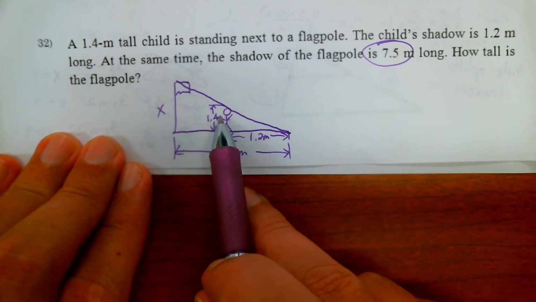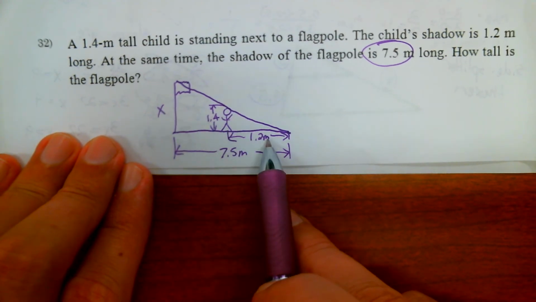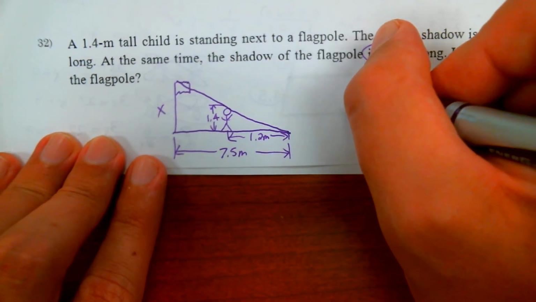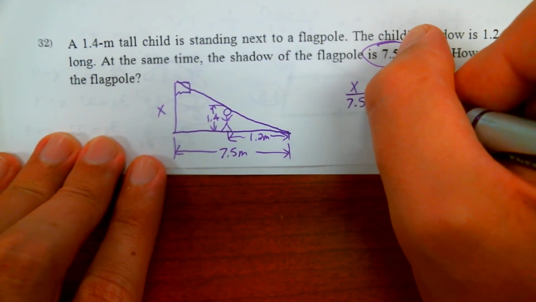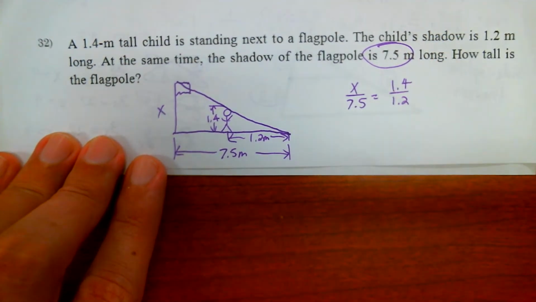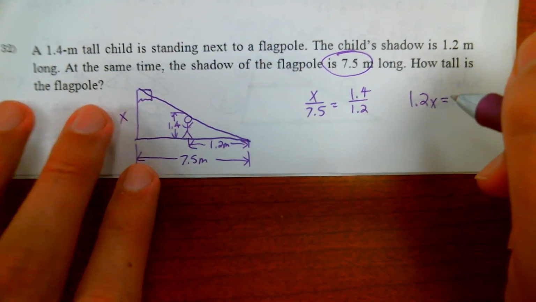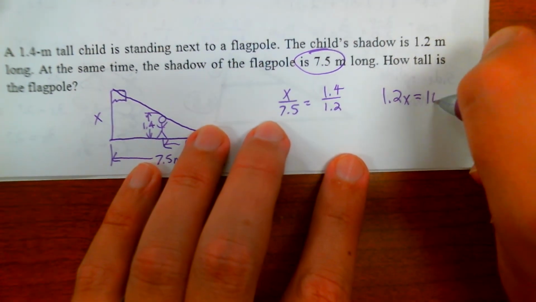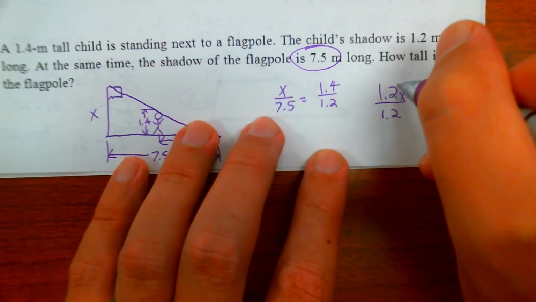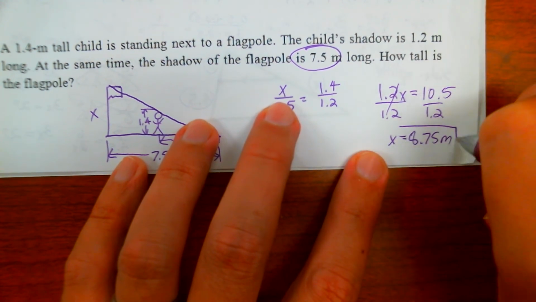I'm going to go left over right. I'm going to go height over height equals shadow over shadow. Left over right equals left over right. So the height of the flagpole over the flagpole's shadow is equal to the height of the child over the height of the child's shadow. When I cross multiply, I get 1.2x is equal to 10.5, divided by 1.2, and I get x is equal to 8.75 meters.